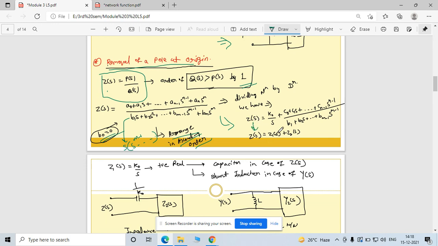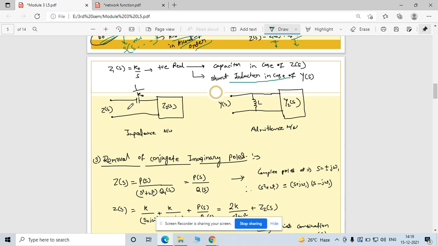This is your total impedance, represented as two impedances in series connection, right? So this is your Z1(s) and this is your Z2(s). By comparing these two equations, you can clearly observe that Z1(s) is nothing but a positive real function and represents a capacitor in case of Z(s). When you compare this equation with the admittance circuit, you can observe that this Z1(s) represents your shunt inductor. Okay, in case of the admittance circuit.